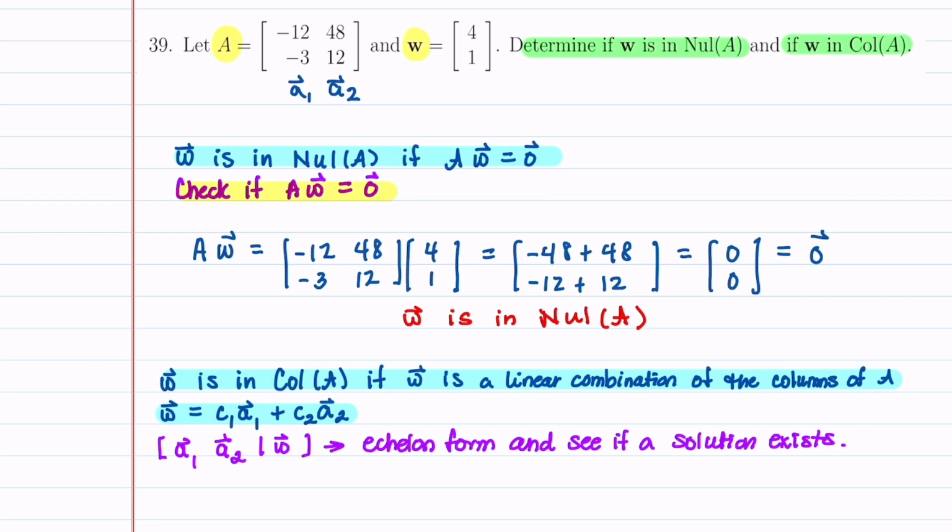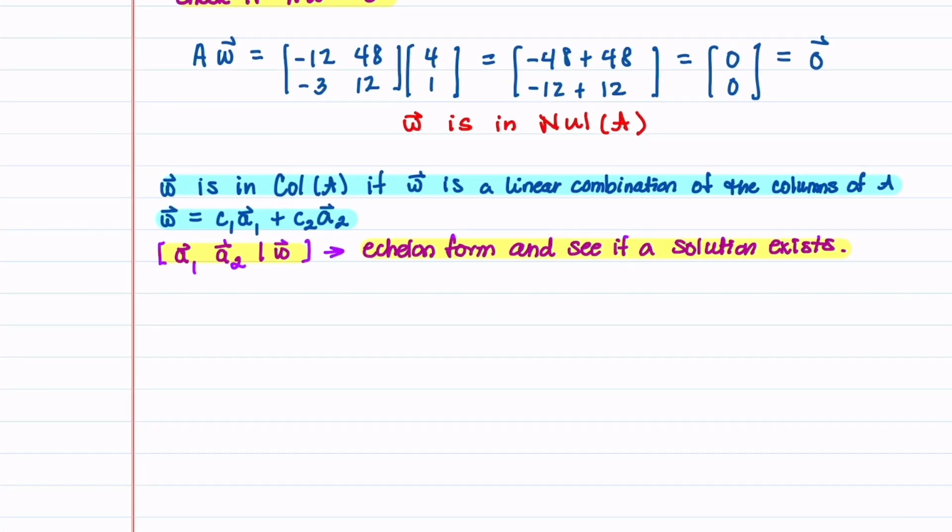To check this, what we're going to do is take A1 and A2. Those are our columns of matrix A. We're going to augment it with W, and we're going to put it in echelon form, and we're just going to see if a solution exists. Remember, echelon form is the form that we have to reduce our augmented matrix to if we want to see what type of solution we have.